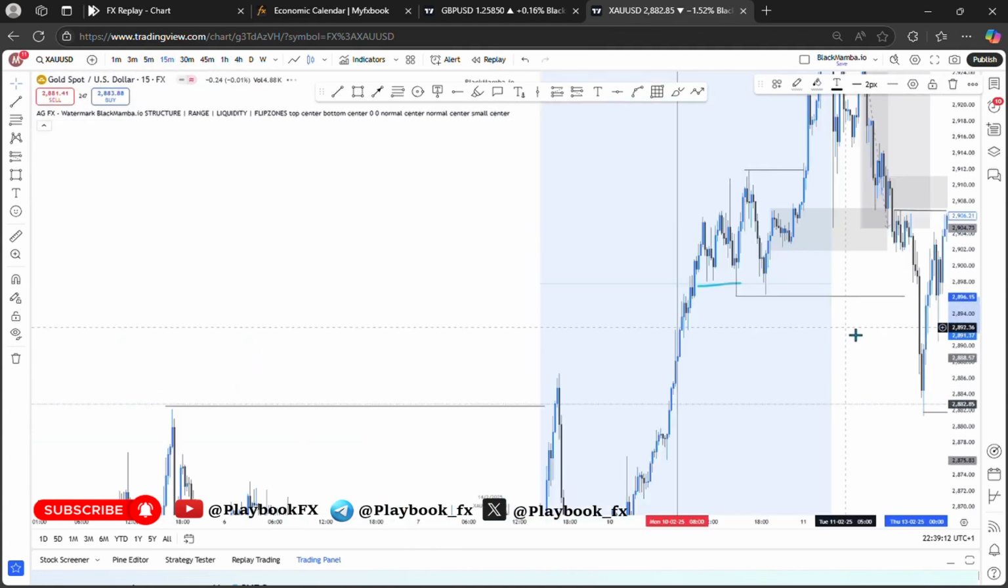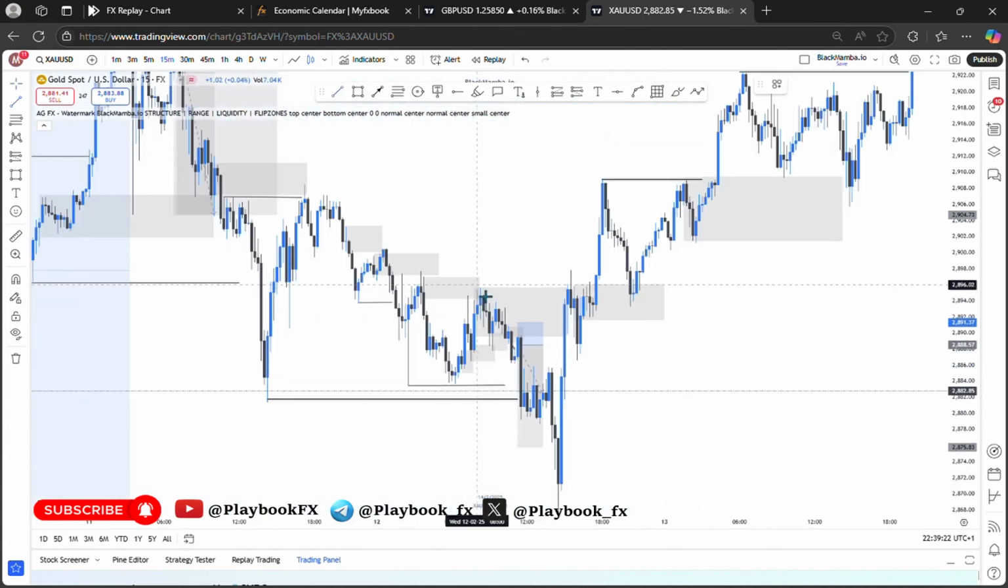And let me go back to 15 minutes so that it will be clearer. This was a change of character to me. It became even clearer the moment price now took out this high here.